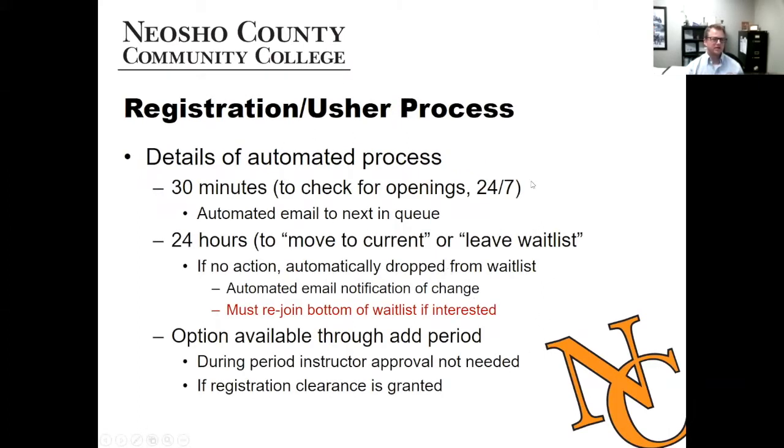This is just an overview of the logistics of the registration and the Usher product. Every 30 minutes, 24/7, it's going to be checking for openings, and if an opening is available, it's going to automate an email to the next in the queue. That individual is given 24 hours to either move to current or leave the waitlist. An important thing to remind students is that if they are dropped from that waitlist and they rejoin it, they're going to the bottom.